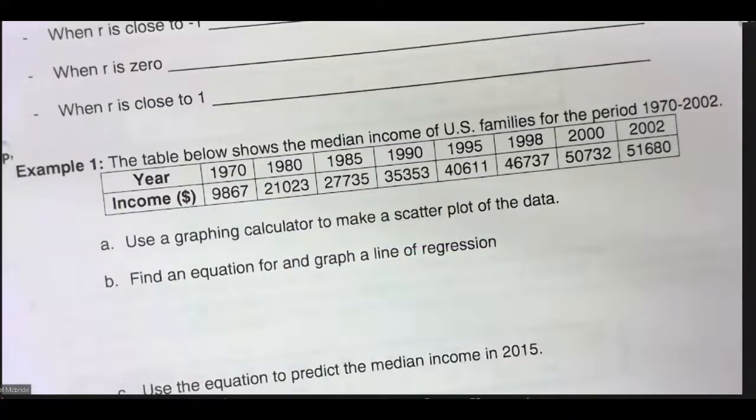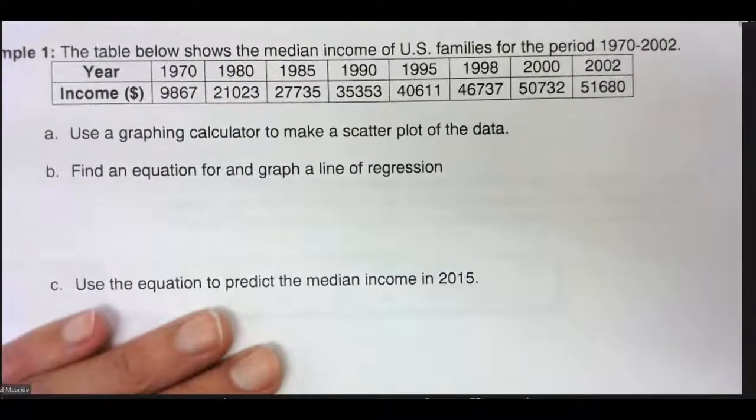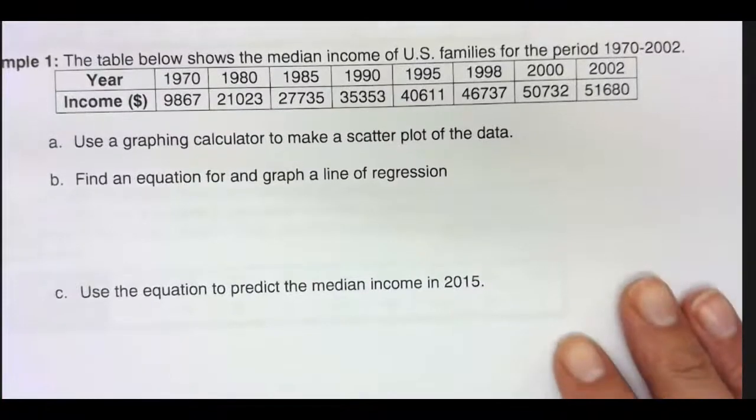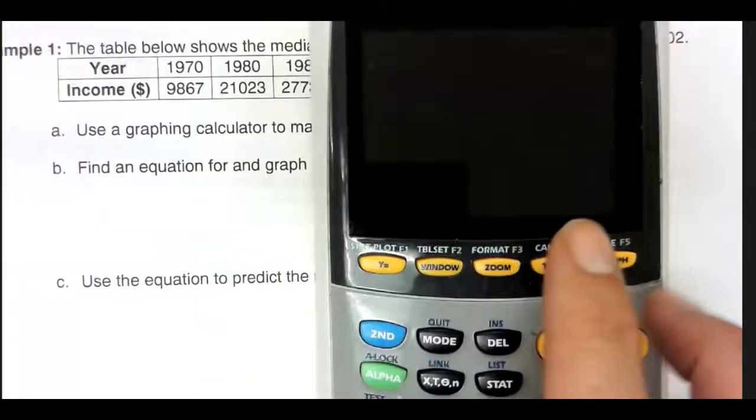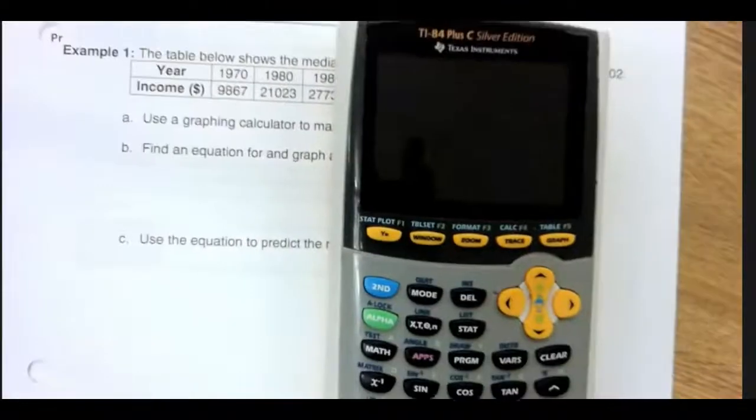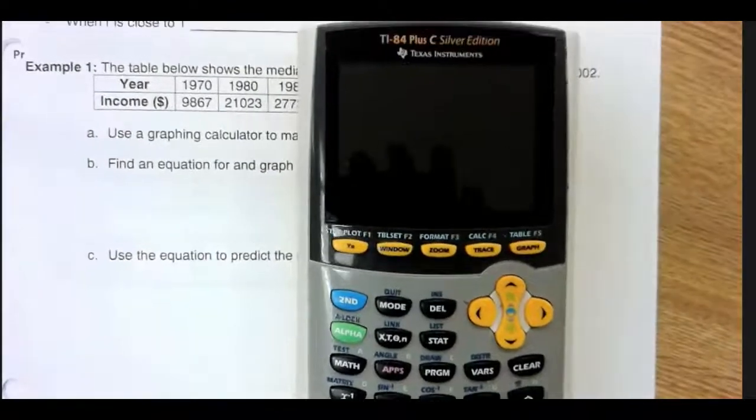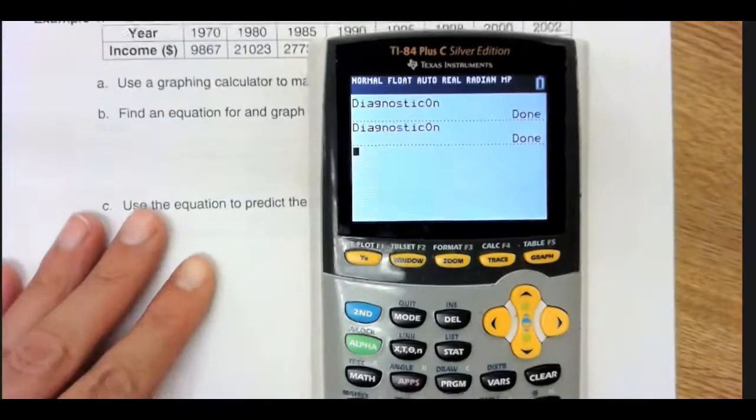So what we're going to do is look at example number 1 now in your notes. It says the table below shows the median income of U.S. families from 1970 to 2002. Use a graphing calculator to make a scatter plot of the data. So we're going to use our calculator to input this data.